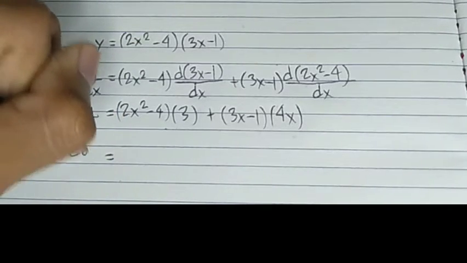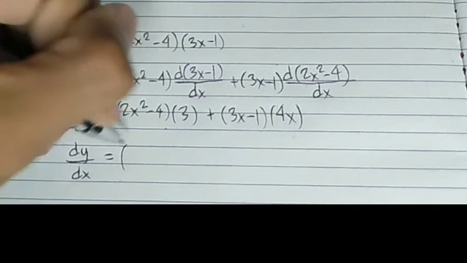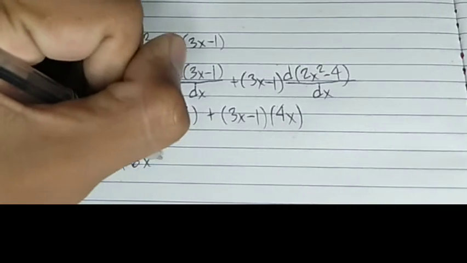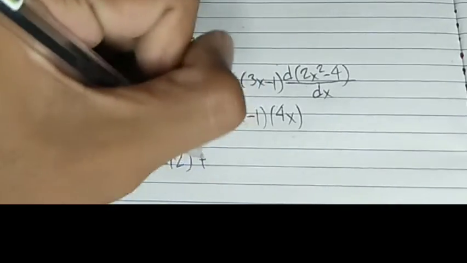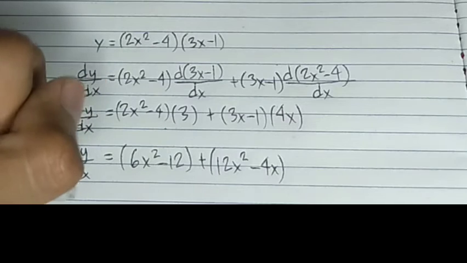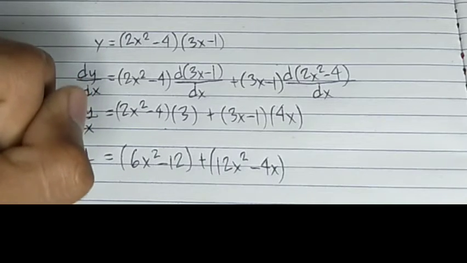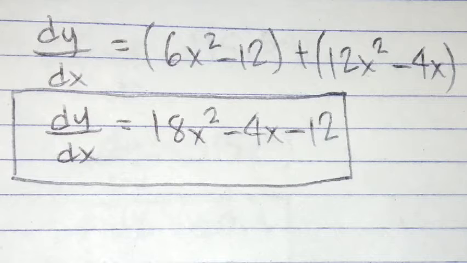So dy over dx is equal to, you multiply 2x squared minus 4 times 3, which is equal to 6x squared minus 12. Then you add it to the product of 3x minus 1 times 4x, which is 12x squared minus 4x. So the sum is dy over dx is equal to 18x squared minus 4x minus 12.